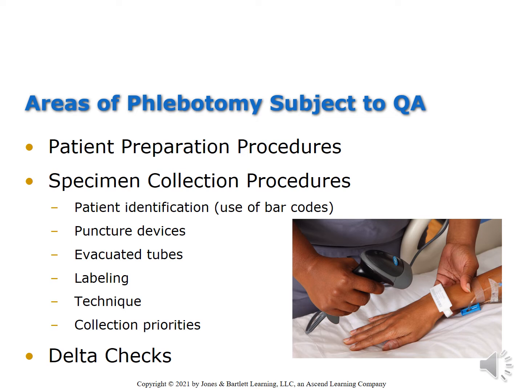All puncture devices must be appropriate for the lab that's being drawn. They must be sterile, one-time use only, and they must have appropriate expiration dates as well. The evacuated tubes need to be clean, standard, and appropriately labeled. The technique has to be according to the proper standards and techniques that you have been trained in. And collection priorities need to be maintained as well. Which patient needs their blood drawn first? Which ones can wait later on in the shift?